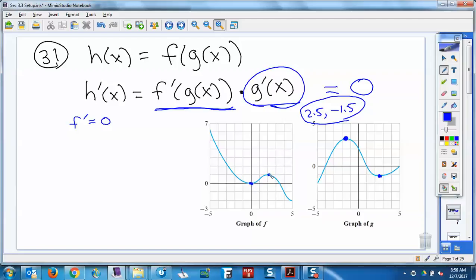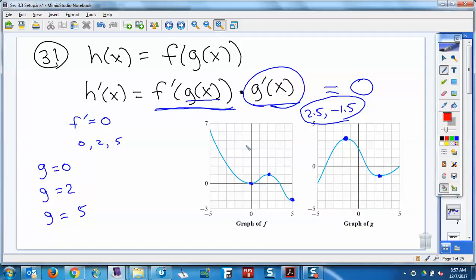There, and looks like there. So when the input is 0, 2, or 5, but what's our input? F prime is 0 at 0, 2, and 5. That means when in here we have a 0, 2, or 5. So that means it's when G is 0, when G is 2, or when G is 5. Well, how do we find those? Those are the outputs over here.